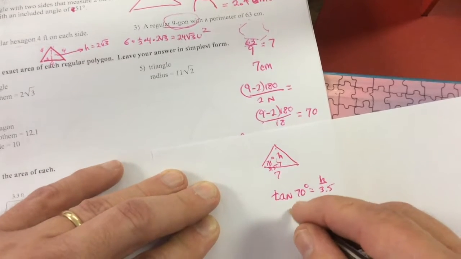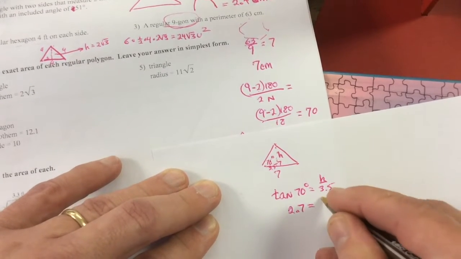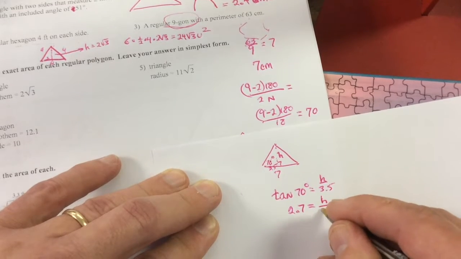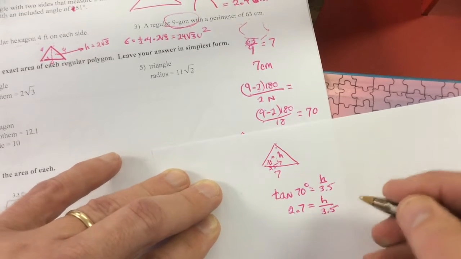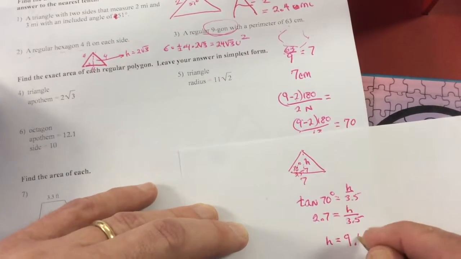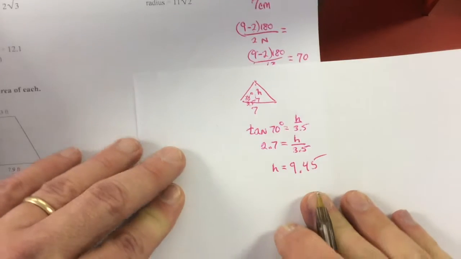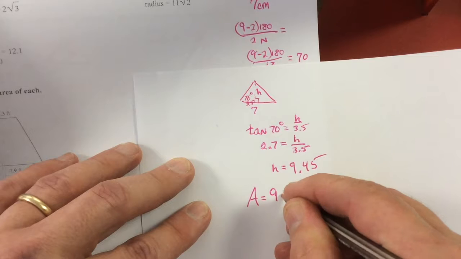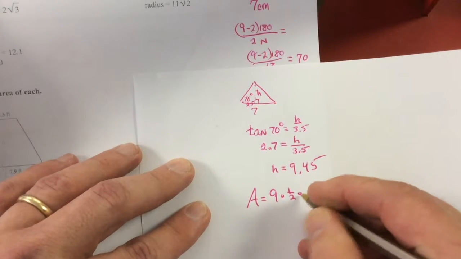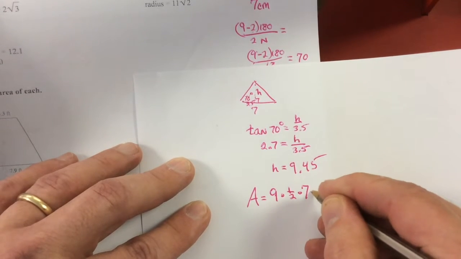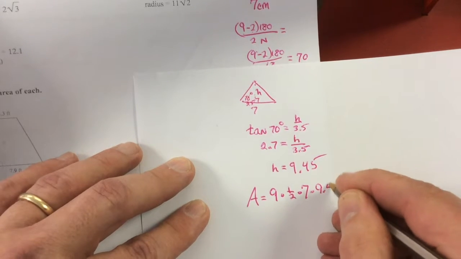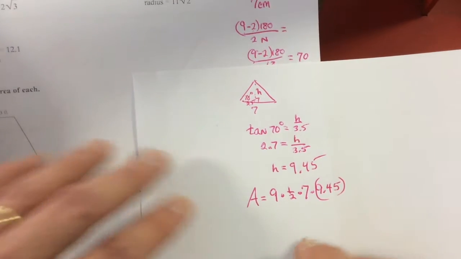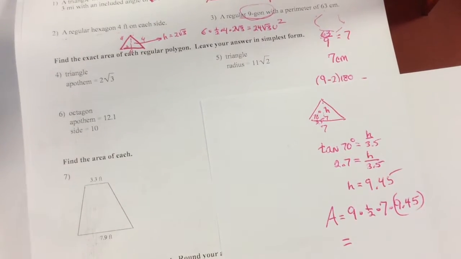Now we've got ourselves an equation to solve. That's 2.7 is equal to the height divided by 3.5, and that's going to work itself out so that the height is equal to 9.45. Now, we already know that the base is 7, and we know that there are 9 sides. So it's going to be 9 times 1/2 times the base times the height. And when we do this arithmetic, we'll know the area of the entire polygon.